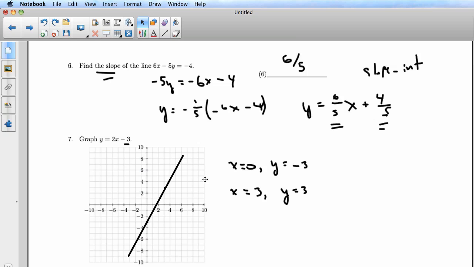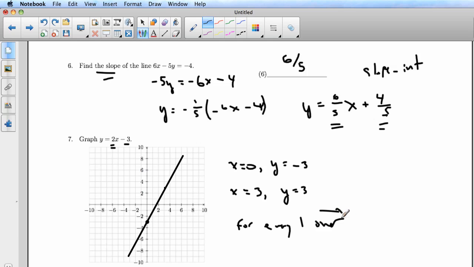The other way to think about this is once you've determined that your y-intercept is here, that's super easy, then you could just follow up to other points using the slope. Remember, the slope is 2. That means that for every 1 over, go up 2. So the slope is how much your y changes for every 1 that your x changes.